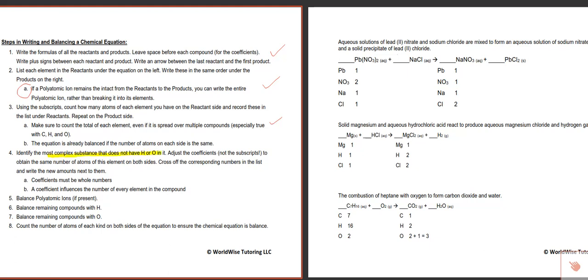When we get through the balancing part, our first step is to identify the most complex substance that doesn't have an H or an O in it. So I see NO3, but that has an O. The only other thing that's not balanced is my chlorine. So I'm going to go through the process of balancing it now using whole numbers as my coefficients.